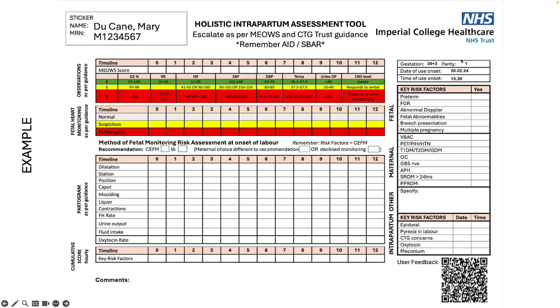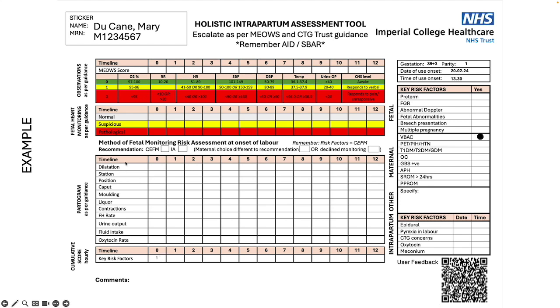So she is 39 plus 3, para 1, and we start using the tool on the 20th of February at 1:30 in the afternoon. We go through the history and we see that the only risk factor she has is that she's a VBAC. Therefore, in the key risk factors and the cumulative score, we input at the time of arrival a total score of 1. If she had more risk factors, let's say she had GBS as well, that would be an additional risk factor, so then we would put here 2. So keeping it simple now, VBAC 1 risk factor.